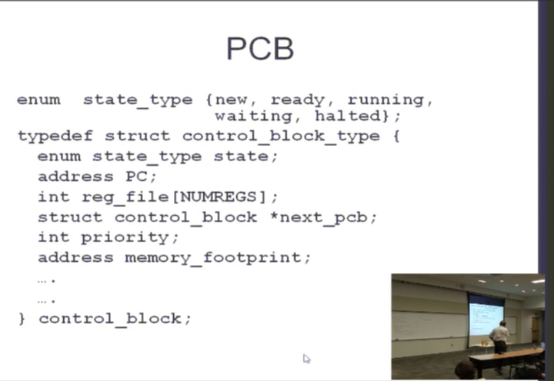And you can see there are other fields in this. One field is the address of the memory footprint, because I said that every one of these programs in memory is occupying some space in memory. So here is P1, here is P2, and so on, and here is the operating system. And so what I need is a pointer that says where P2 starts. So this is the start of the memory footprint, right?